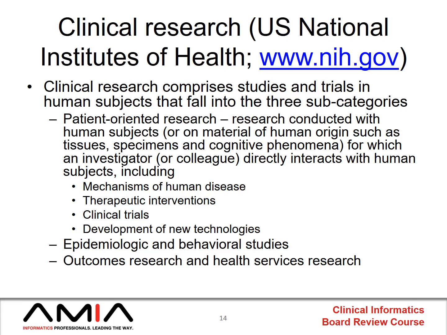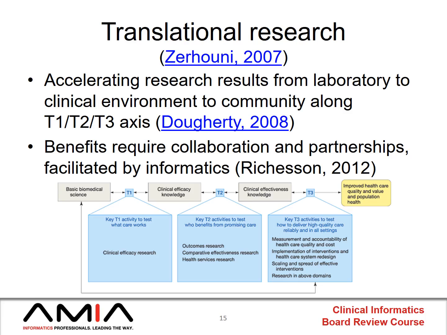Other subcategories of clinical research are epidemiologic and behavioral studies, as well as outcomes research and health services research. Another aspect of research is translational research. This is the translation of basic biological findings into specific treatments that first get assessed in controlled, often academic settings, and then are moved out to the community.